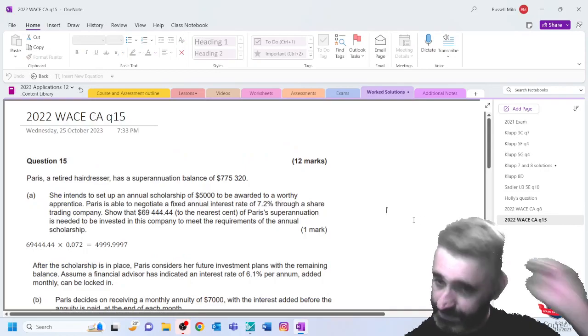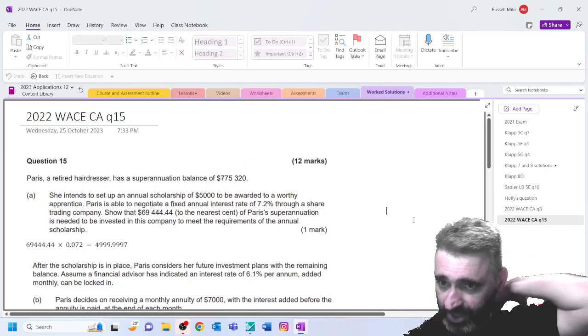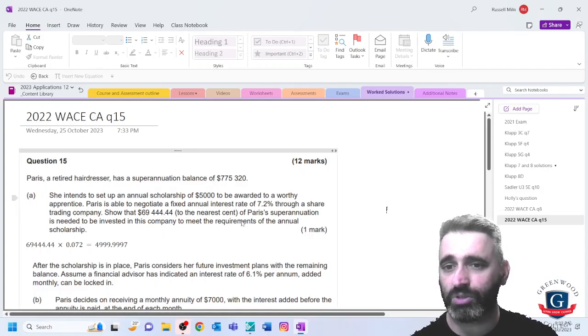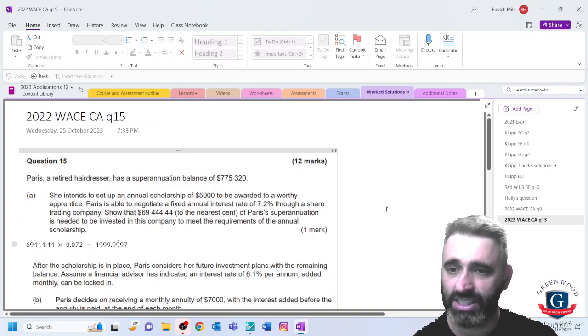For question 15, the second question that Indy asked me about, we have Paris, who's a retired hairdresser, and they have a superannuation balance. They want to put some of it into a scholarship, and they want to know how much it is. In this case, we just need to verify the result. So they want us to show this.